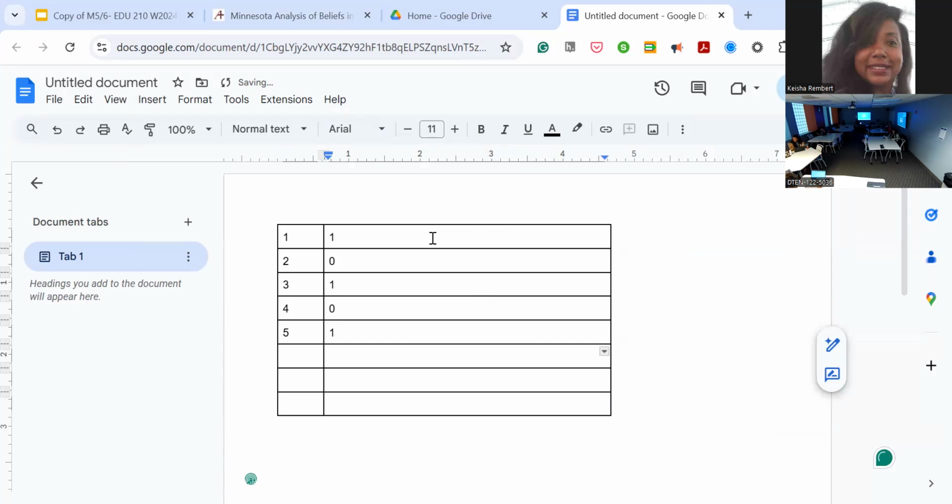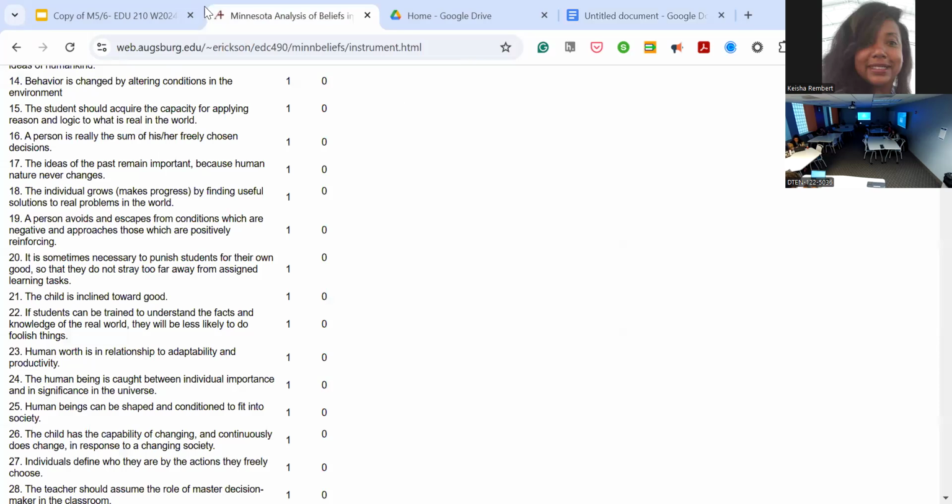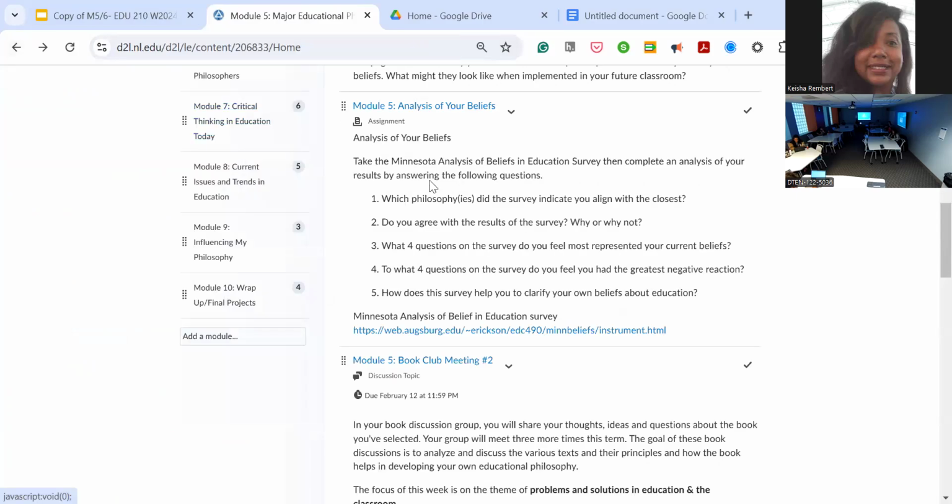So you just want to have that, which you can turn in, and write an explanation of your results. Wait, explanation for all 90? No. How many questions are there? There are 90. So you want to do that and answer the analysis questions too. All you're doing is reading a statement and identifying 1 or 0, whether you agree or disagree.